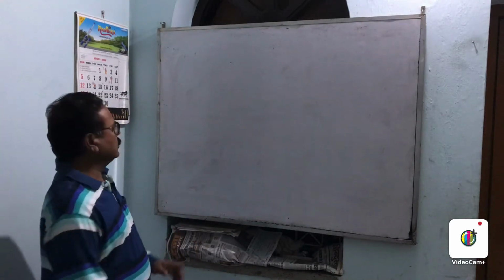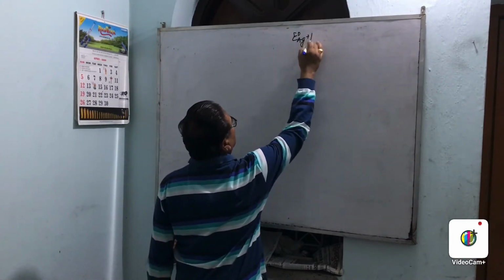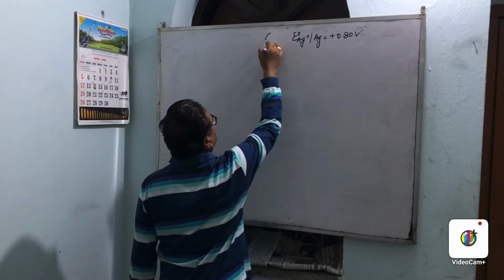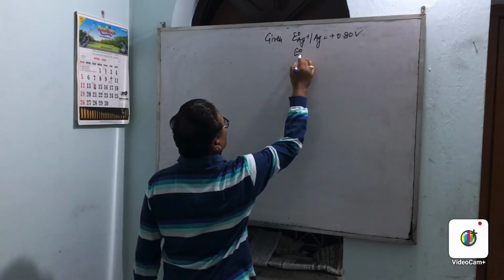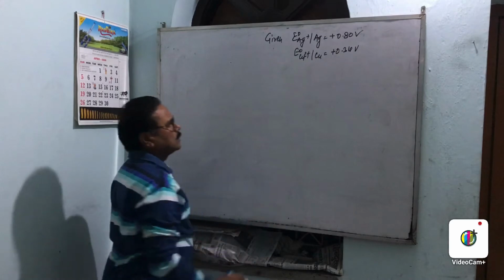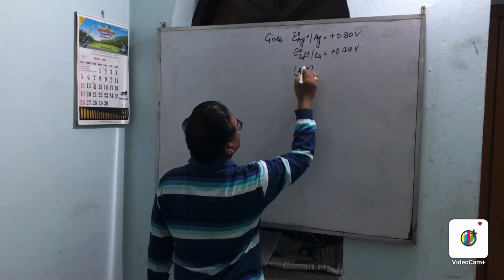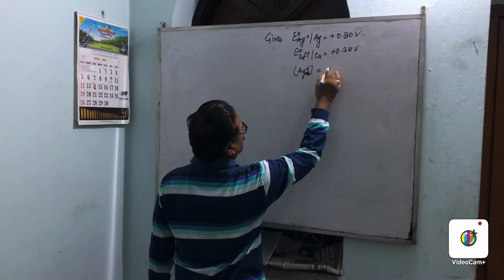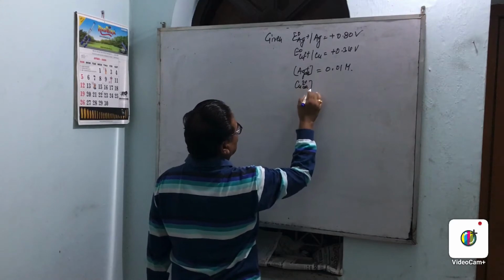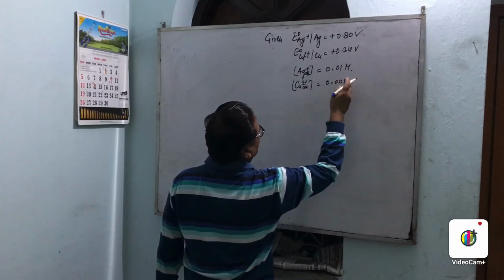We take an example. For example, the question is: E naught of Ag plus, Ag is equal to plus 0.80 volt, given, and E0 of copper 2 plus, copper is plus 0.34 volt. Is it clear? And this is Ag plus concentration. These all are aqueous. It is equal to 0.01 M. And this is copper 2 plus concentration, equal to 0.001. Right?